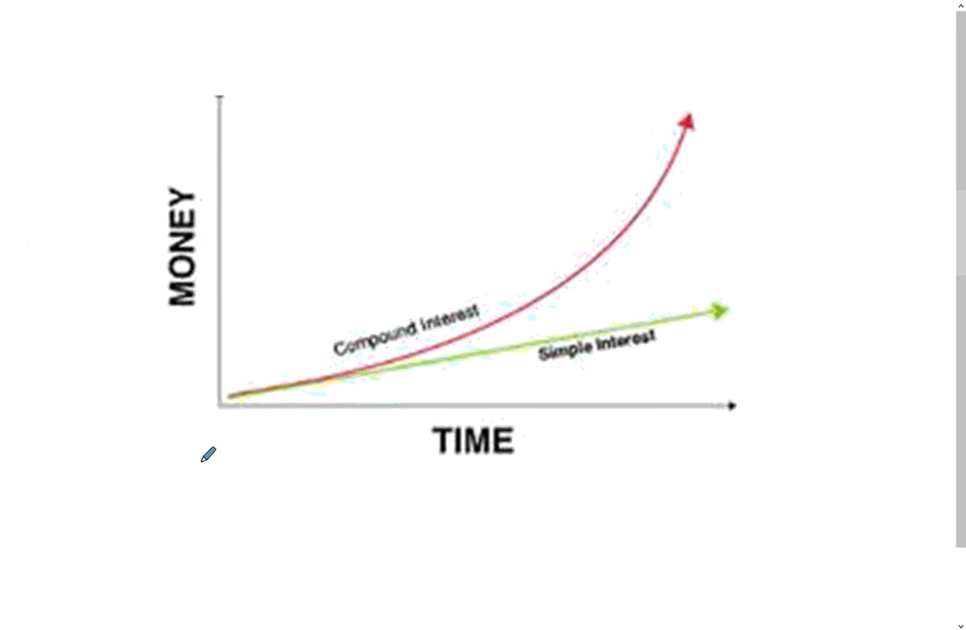So your simple interest, you're just getting the same amount every year. It doesn't change, whereas your compound interest just compounds itself. So it gets progressively more. All right. Okay, let's look at the formulae.